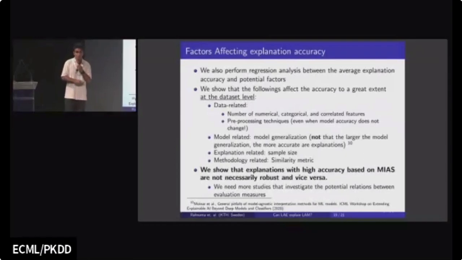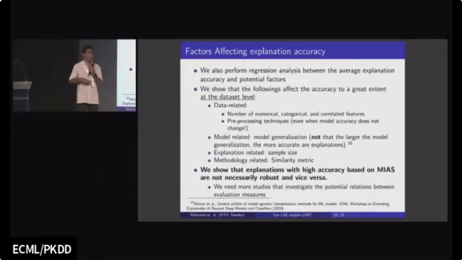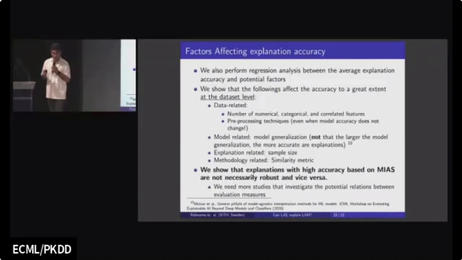Like I said in the journal track paper, we wrote a lot about factors that can affect explanation accuracy, and we came up with 8. Some of them are data related: number of numerical, categorical, correlated features, and even the pre-processing technique you use can severely affect explanation accuracy according to our definition that I mentioned, right? Model generalization is very important, but it's not that the larger the generalization, the better the accuracy. It's much more complicated than that. Explanation sample size is very, very important.